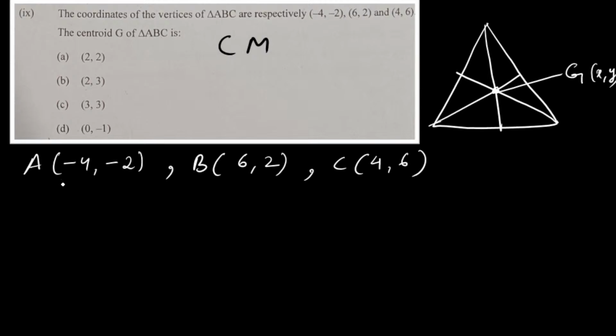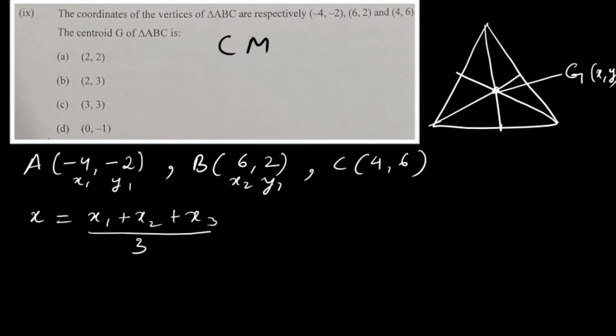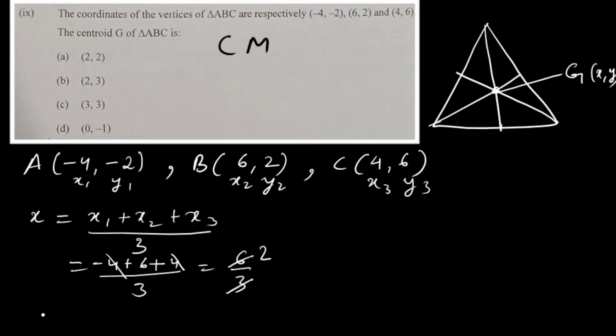X we can find by using the formula. Centroid's x coordinate we write as x1 plus x2 plus x3 by 3. So this is x1, y1, x2, y2, x3, y3. So x1 is -4 plus 6 plus 4 by 3. -4 and +4 will get cancelled. So 6 by 3. So 3 into 1, 3 into 2. So x value we are getting equals to 2.